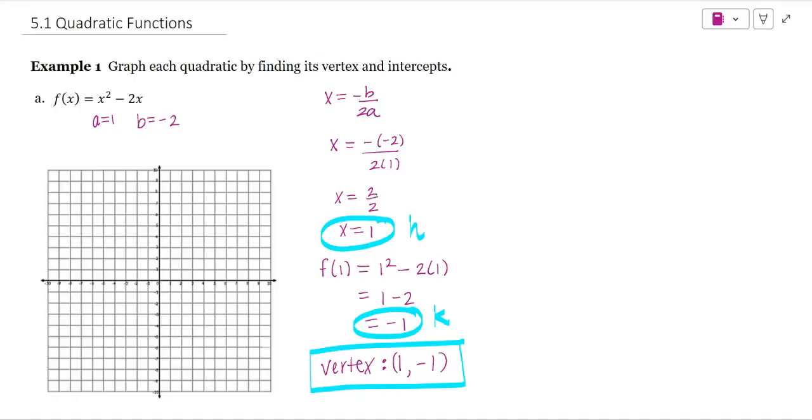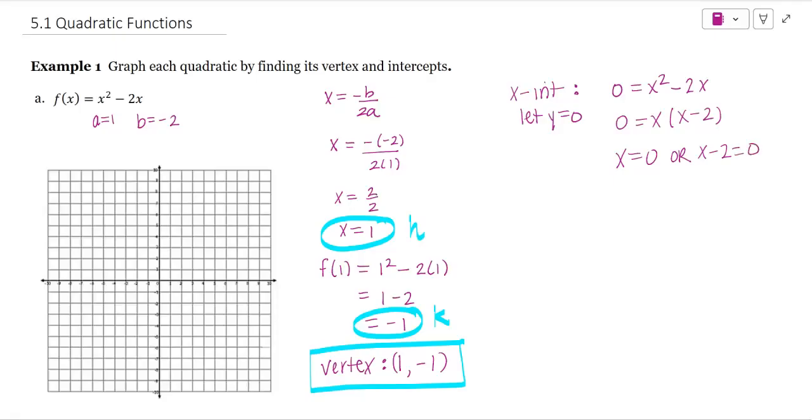To find the x-intercepts, we're going to let y equal 0, or we're solving the equation 0 equals x squared minus 2x. We can factor this into x times x minus 2. So then either x is equal to 0 or x minus 2 is equal to 0. So we get x is 0 or x is 2. So our x-intercepts are going to be 0, 0, and 2, 0.